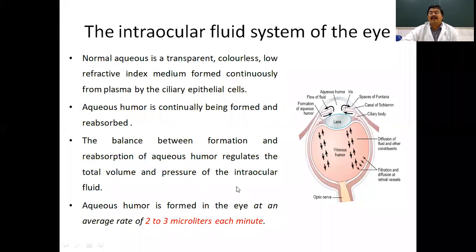The aqueous humor is normally a transparent, colorless fluid of low refractive index, formed continuously from the plasma by the ciliary epithelial cells. It is continuously formed and reabsorbed, and this maintains the balance of the intraocular pressure. The balance between formation and reabsorption regulates the total volume and pressure of the eyeball. The aqueous humor is formed at a rate of 2 to 3 microliters per minute.